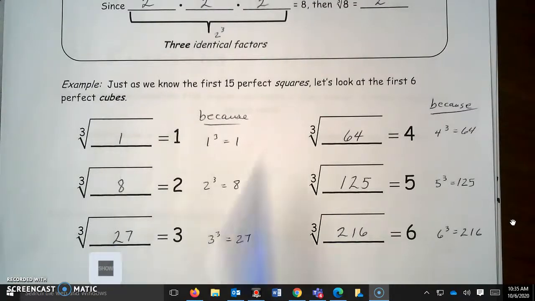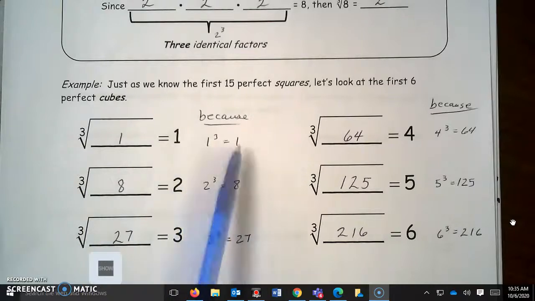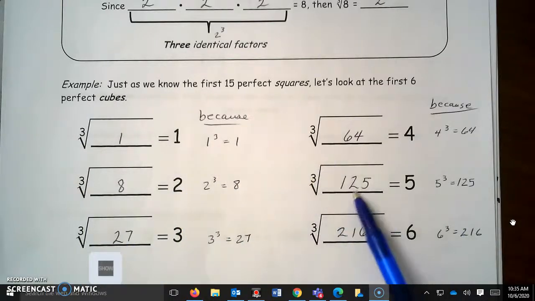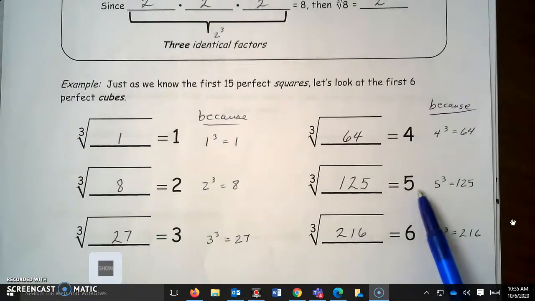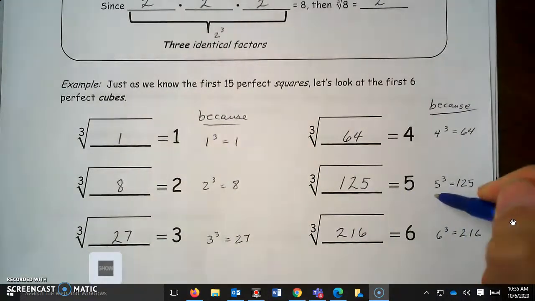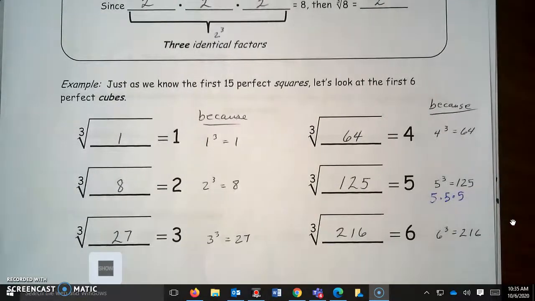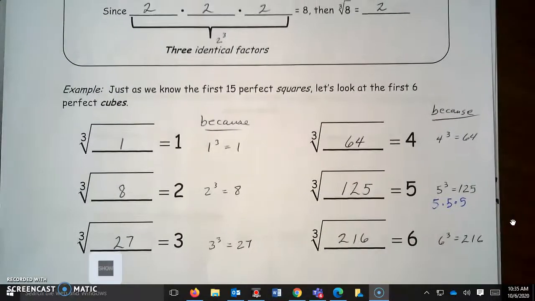Okay, so I answered all these. The cube root of 1 is 1 because 1 times 1 times 1 is 1. And they're all working the same way. The cube root of 125 is 5 because 5 cubed is 125. And if you multiply it out, 5 times 5 times 5, you would get 125. So, that's essentially the idea of a cube root.